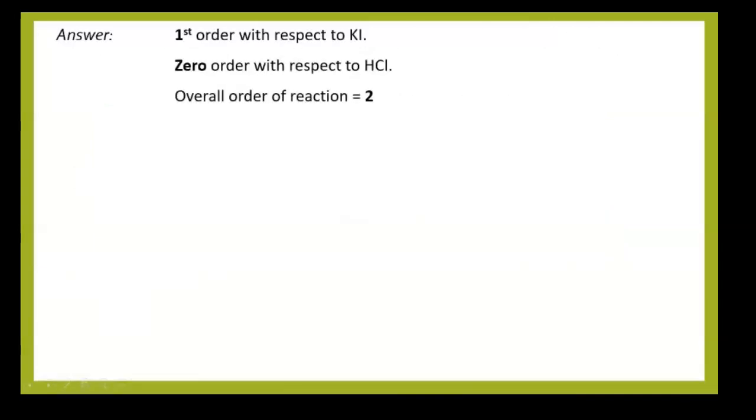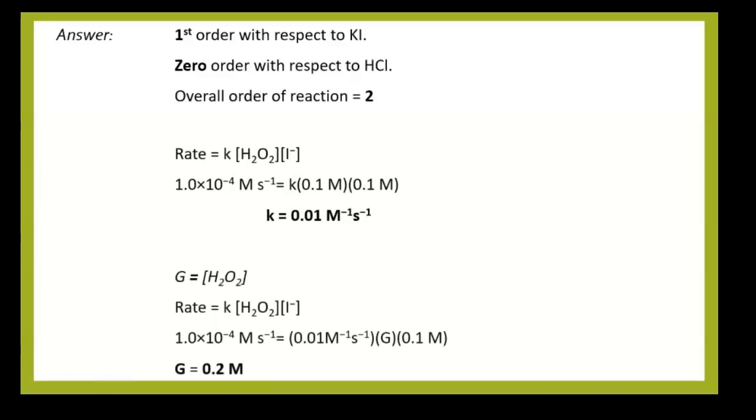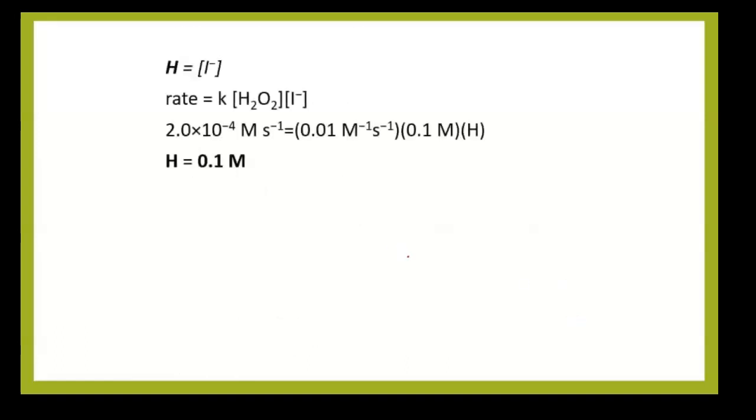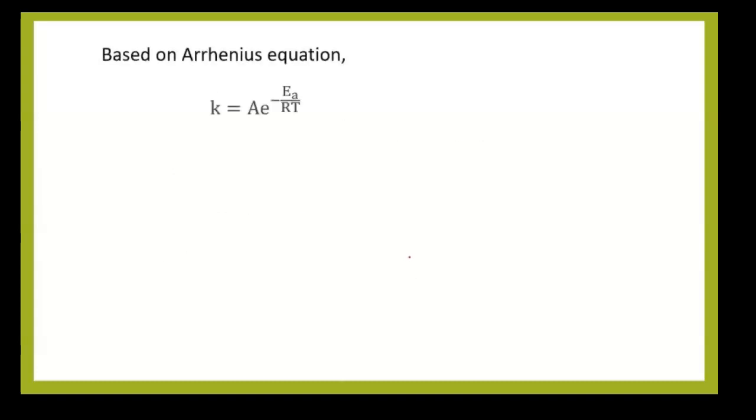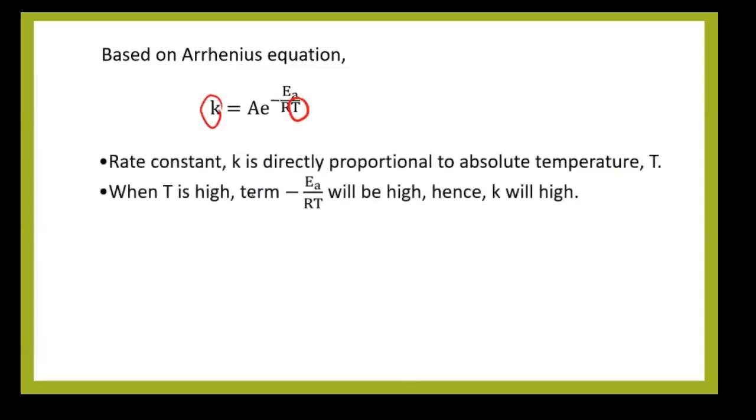The order with respect to KI, the order with respect to HCl, and the overall order. Then you can calculate k first, and from the k that you calculate, you can find G, find H, find J. Then based on the Arrhenius equation, we relate temperature and k, because they ask what happens to k when they increase the temperature to a higher temperature.